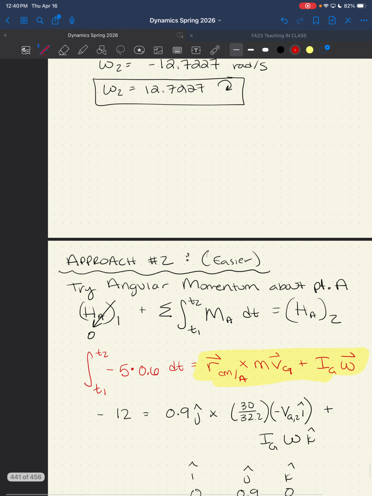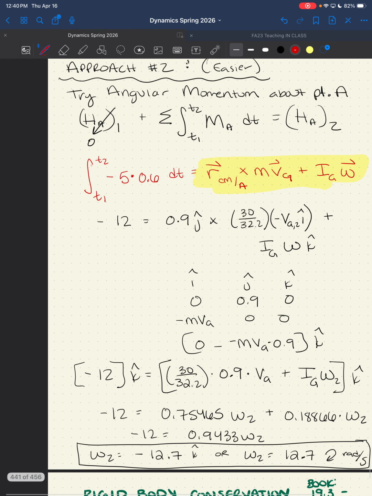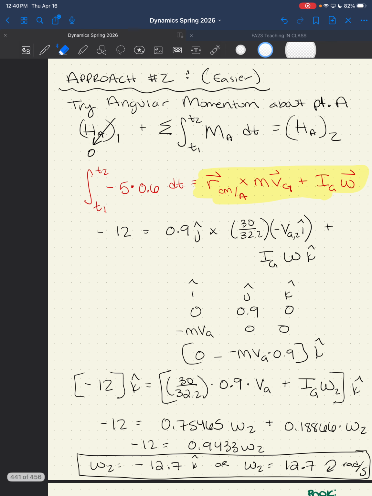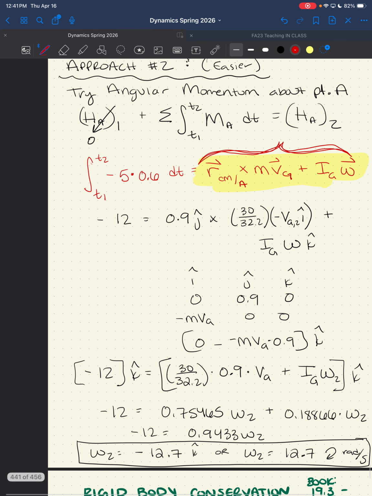Okay? All right, and then we did the second approach where instead of doing linear momentum in the x and then angular momentum about point O, we just did angular momentum about point A, and it turns out by doing this we can solve the entire problem with just one equation. Okay, but when we do this version, we need to be a little bit more careful about using the vector version of angular momentum at time 2. And as long as you use the vector version, everything comes out beautifully.